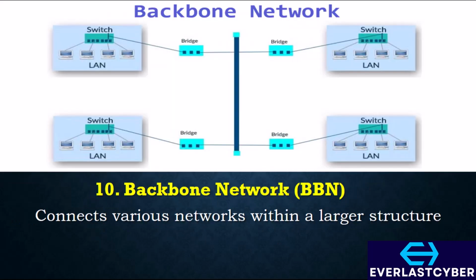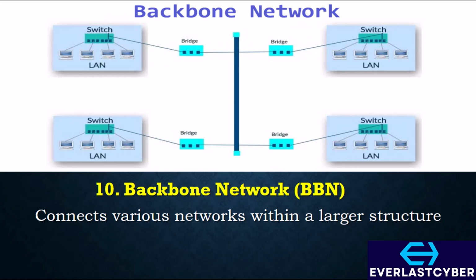The next network type is the backbone network. So this type of network connects various networks within a larger structure, like different buildings within a campus. An example for where the backbone network is used is in the main network of an internet service provider, where it connects different regions together. Some key points about this kind of network is the high capacity. It uses high-speed links, and it typically uses fiber optic cables for the connections.